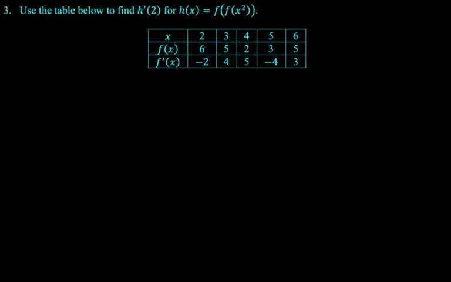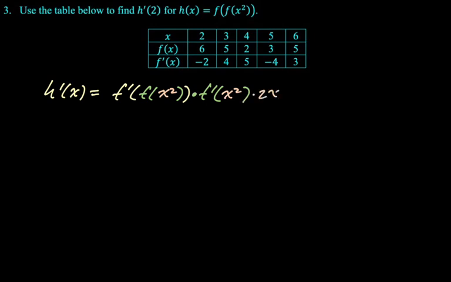Use the table to find h prime of 2, where h of x is f of x squared. So chain rule, not a big deal. And we're looking for h prime of 2. So first, we got to find h prime. All right, so it's going to be f prime of the inner stuff, which is f of x squared, times the derivative, which will be f prime of x squared, times the derivative of x squared. So that's what we get. Don't fear it. Just write it down. Work your way through it. I'm going to show that step where I plug 2 in for every x.